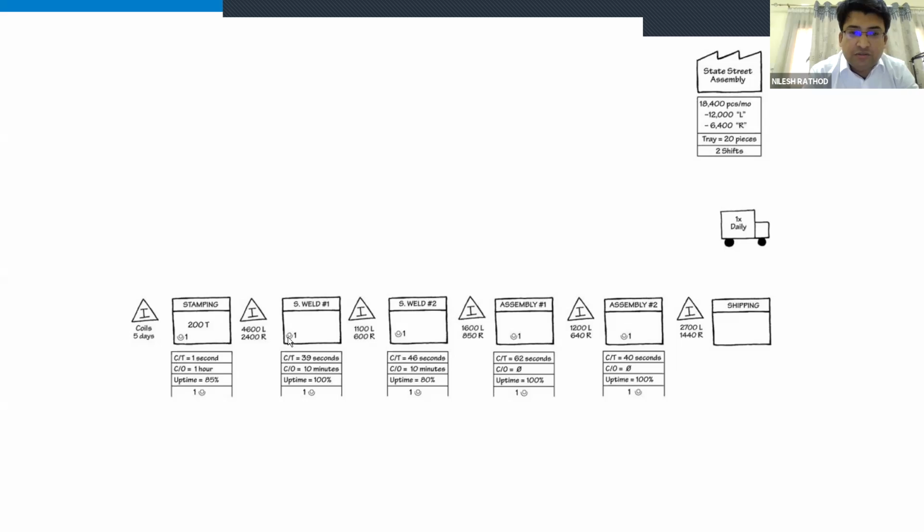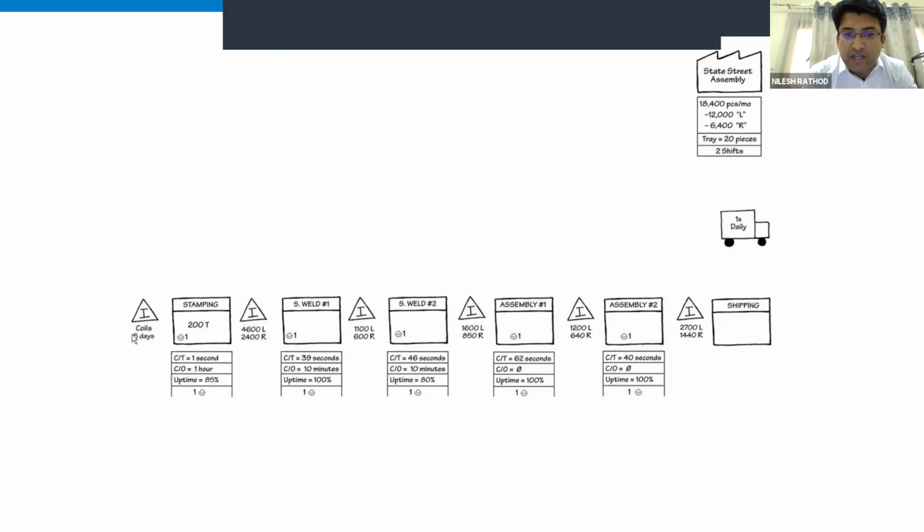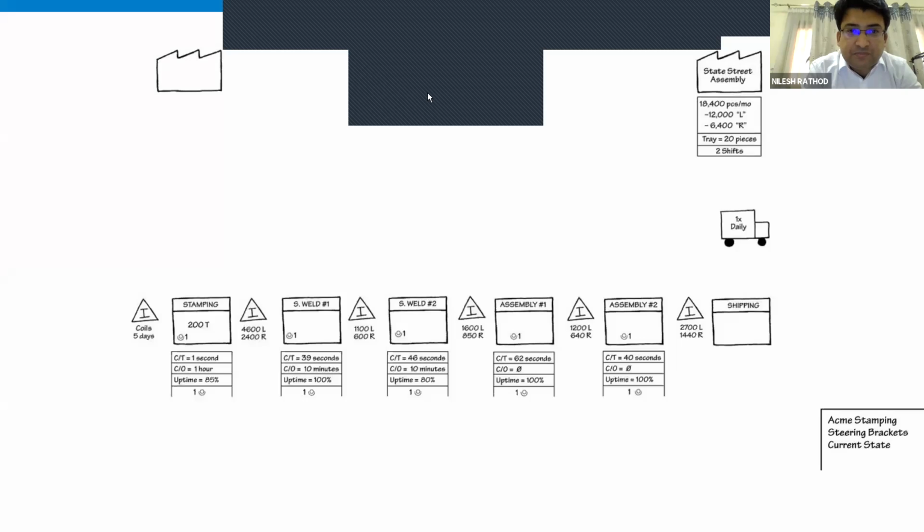Now moving further, this completes your material flow, which starts from the stamping and ends at the shipping. It means you get raw material here, and at the end you get the final finished product. So this completes your material flow. Now let's move to the information flow. For information flow, we require a customer. The customer input goes to the production planning team, which further goes to the supplier.